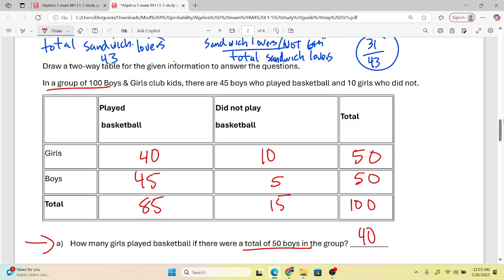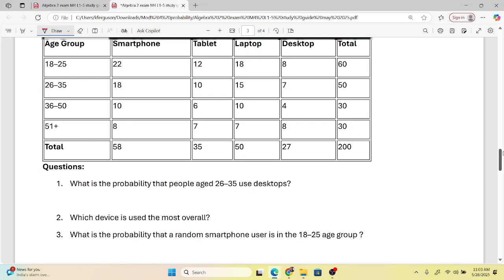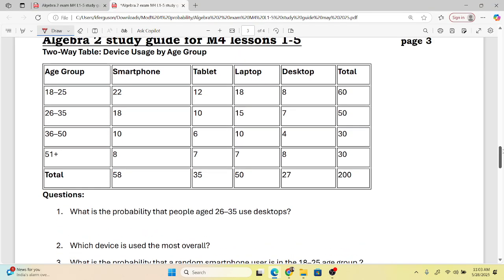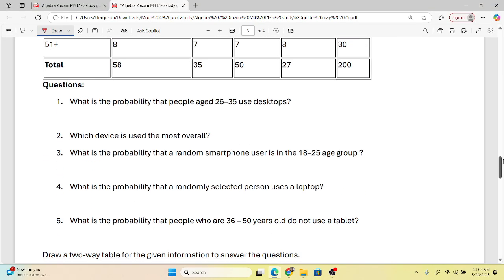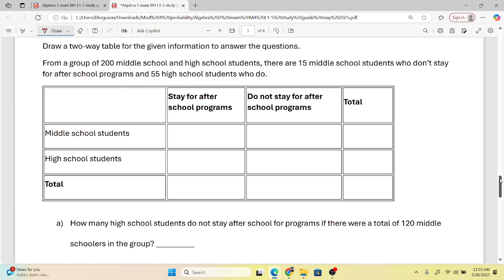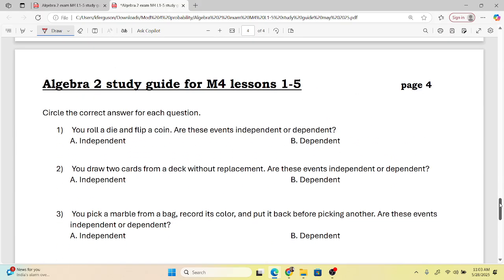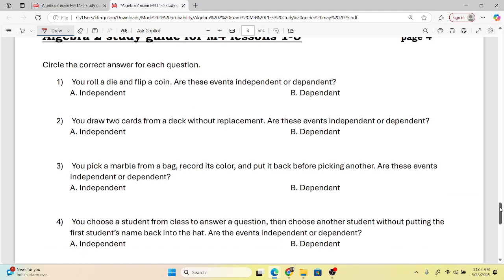I know. So, that being said, be careful what you wish for. I got another two-way table here with several questions, and then I've got another little chart right here. So I'm going to leave those to you. I'm going to do the next one.